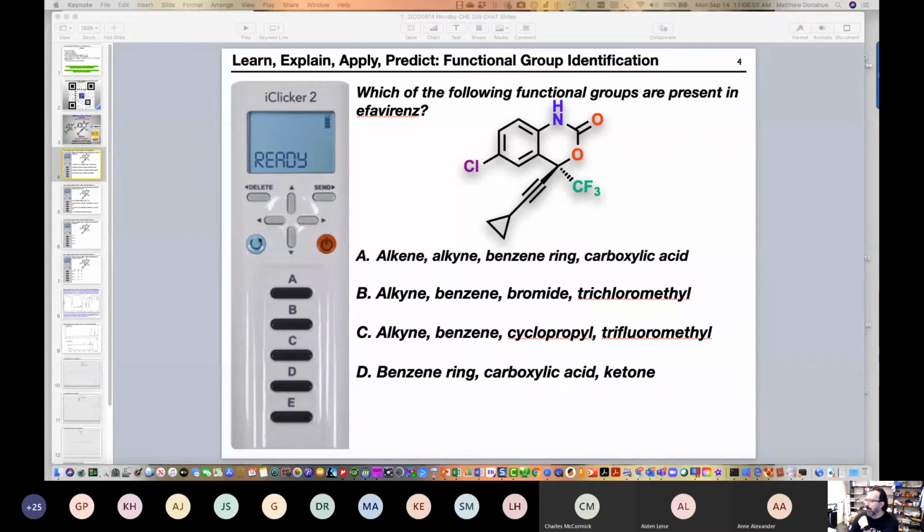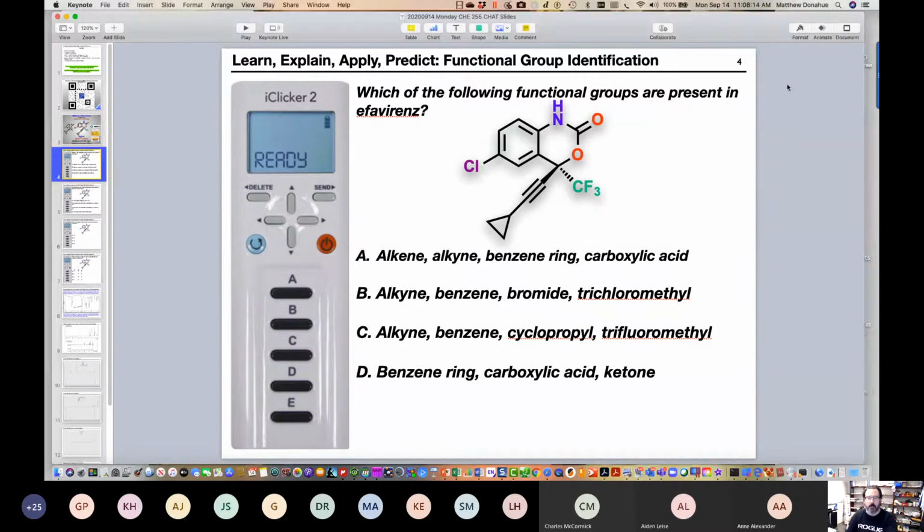Okay, so I'll have to take your word for it that responses are being input. So yeah, it appears that C would be the correct answer.